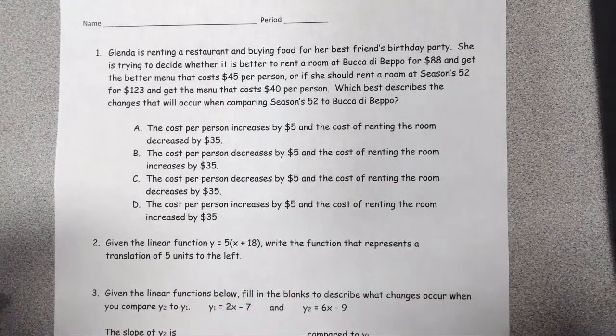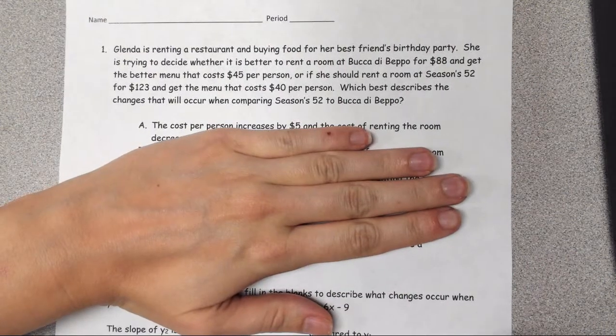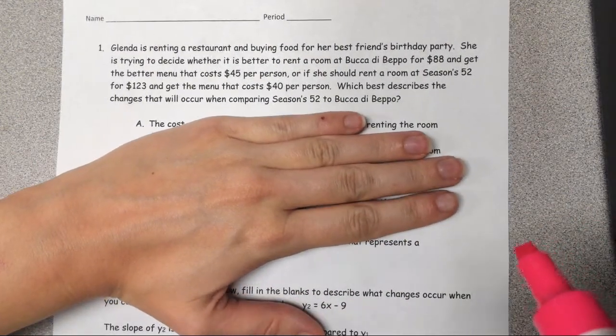Okay, I see a lot of words and I don't want to get lost, so I'm going to use my stop, slow, go technique. So I'm going to stop and just look at my question. Anything that looks important, I'm going to highlight it.